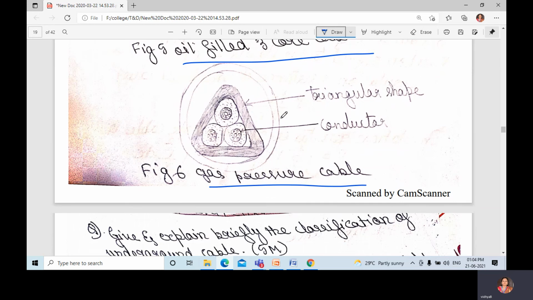And gas pressure cable, this is a triangular shape, and this is a conductor, and this is impregnated paper, and this is a lead sheath. Okay, this is a serving.